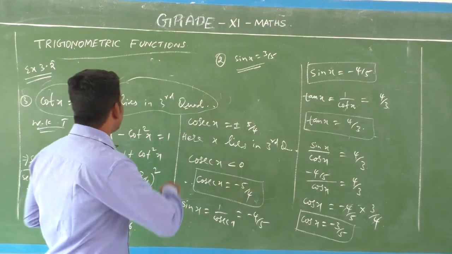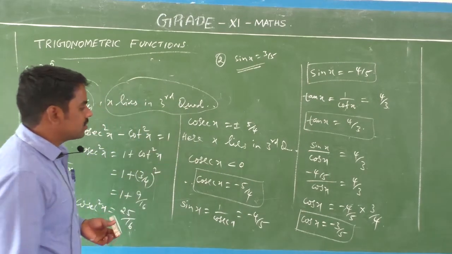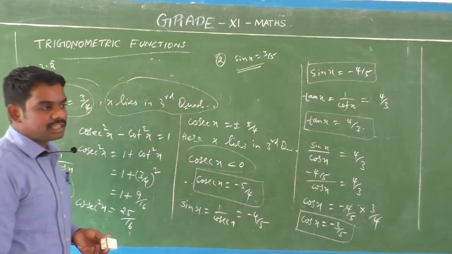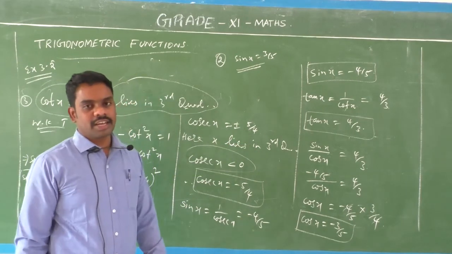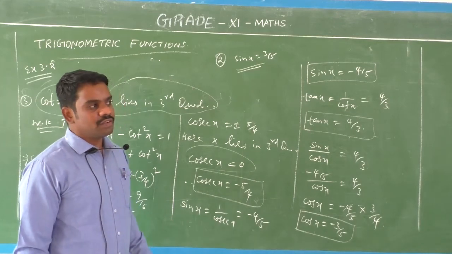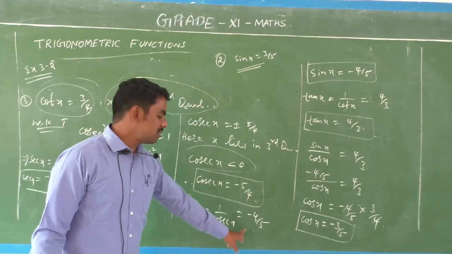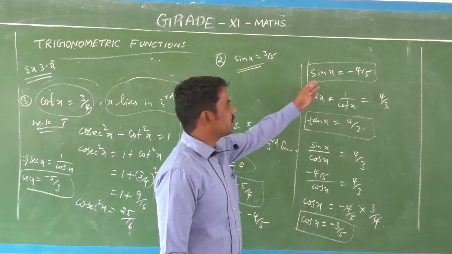But here given information, x lies in the third quadrant. In the third quadrant, cosecant value is negative, that is less than 0. So cosecant value is minus 5 by 4. Next, sin x value is the reciprocal of cosecant x. So sin x is 1 by cosecant x, equal to minus 4 by 5. So sin x value is minus 4 by 5.